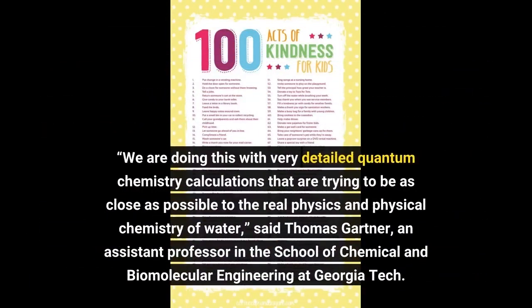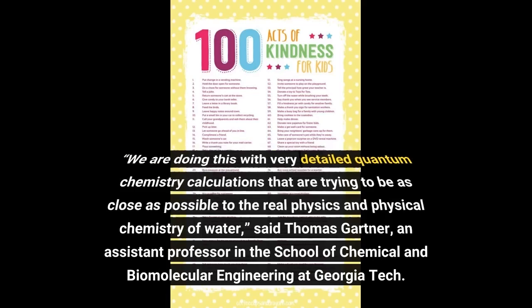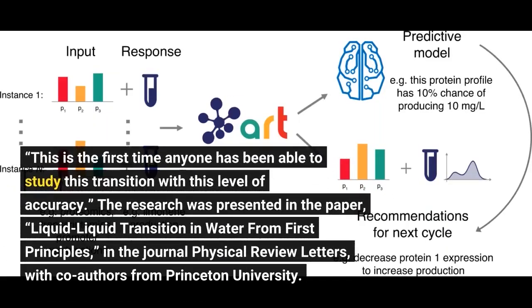We are doing this with very detailed quantum chemistry calculations that are trying to be as close as possible to the real physics and physical chemistry of water, said Thomas Gartner, an assistant professor in the School of Chemical and Biomolecular Engineering at Georgia Tech. This is the first time anyone has been able to study this transition with this level of accuracy. The research was presented in the paper, Liquid-Liquid Transition in Water from First Principles, in the journal Physical Review Letters, with co-authors from Princeton University.